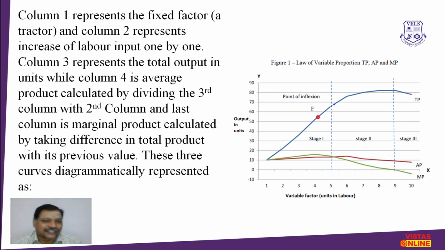Just now we have calculated how to do third column divided by second column. The last column is marginal production. It is calculated as the difference between the total product and the previous value. These three curves are diagrammatically represented like this.